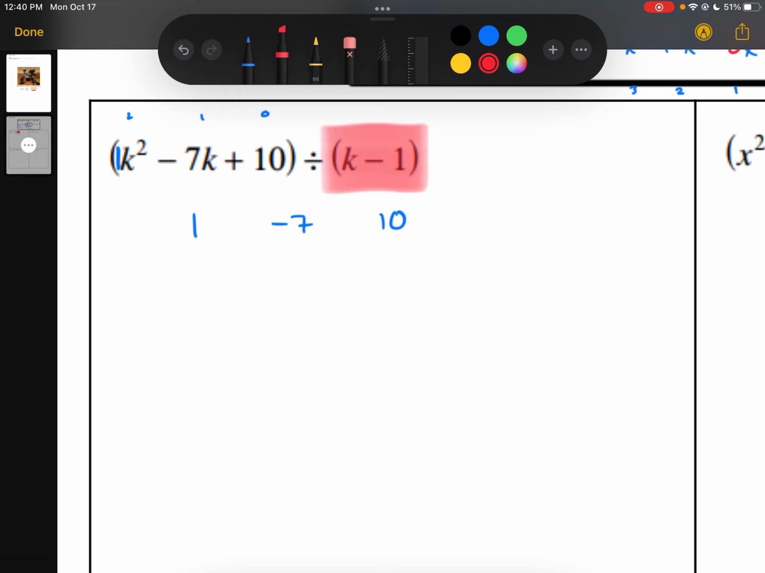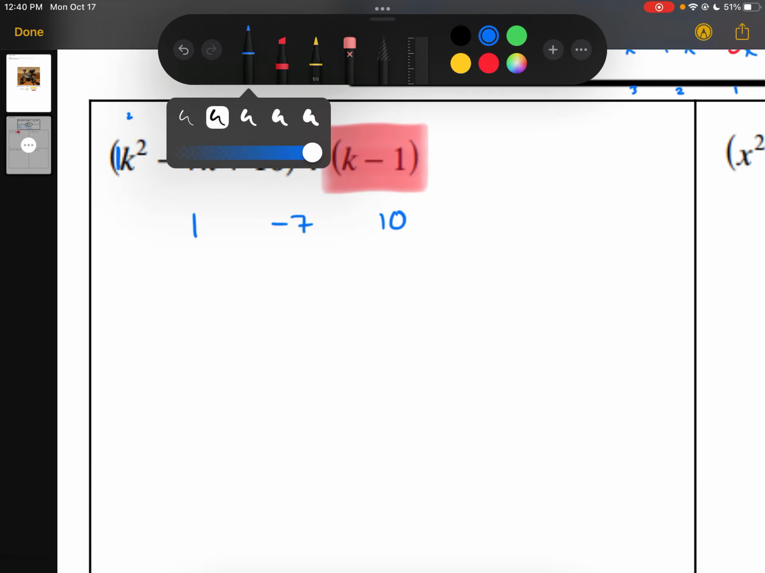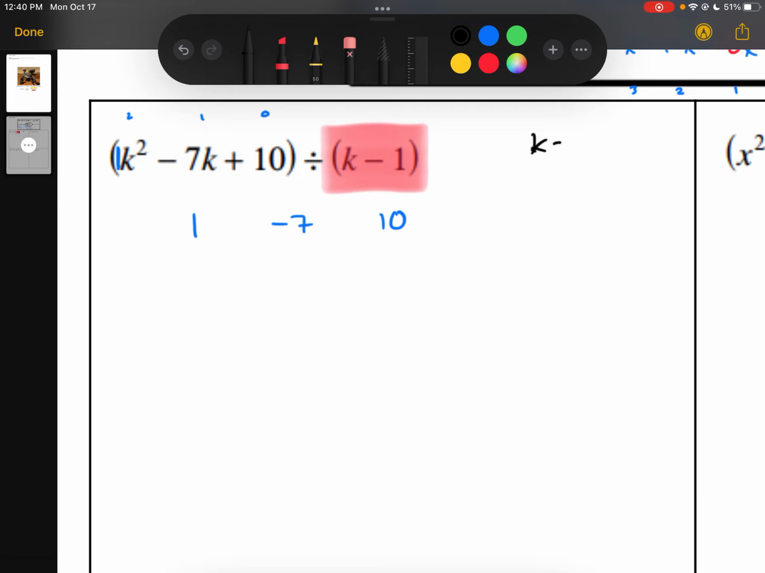The second step that we worked on yesterday in class was take whatever we're dividing by, and we're just going to set that equal to 0. So fully solve for this and get a concrete answer, which in this case is 1, and that's what goes in our box off to the left, is that answer of 1. So from here we follow our synthetic division steps.